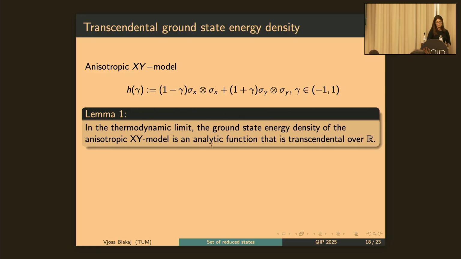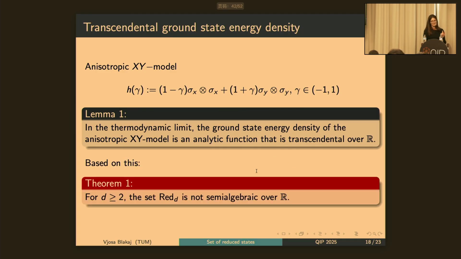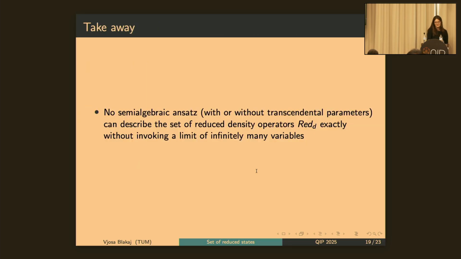And it can be shown that in the thermodynamic limit, the ground state energy density of this model is a transcendental function. We use this fact to show that for dimensions 2 and higher, the set red D is not semi-algebraic over R. What does this mean? Well, this means that no semi-algebraic ansatz, even if we allow for transcendental parameters, can describe the set of reduced density operators exactly without having to involve a limit of infinitely many variables.